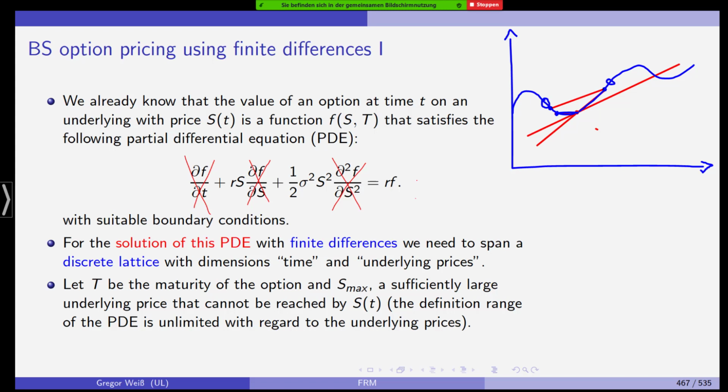Relatively simple. That's finite differences. So we need to span a discrete lattice with dimensions, time, and underlying prices. So as you can see, if we have this function, we have x and y. To do this, we need to discretize x.